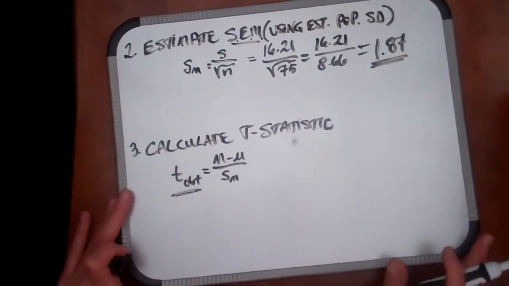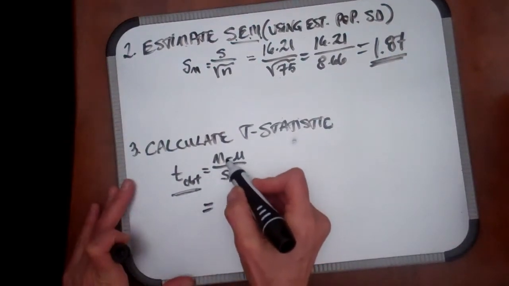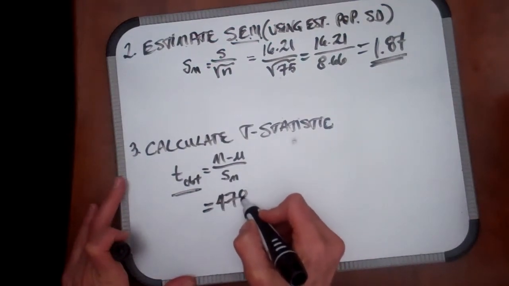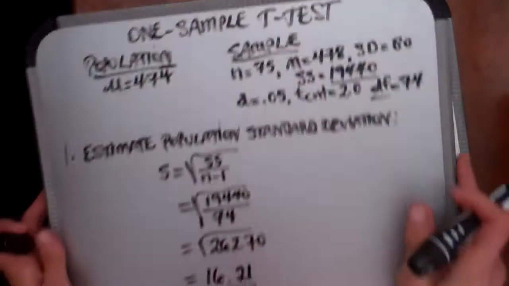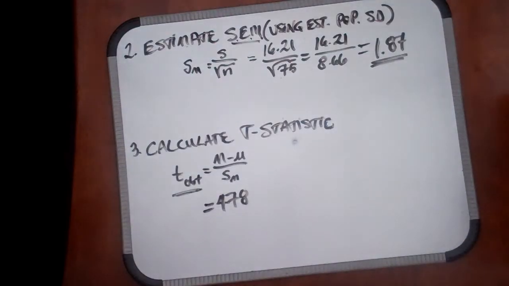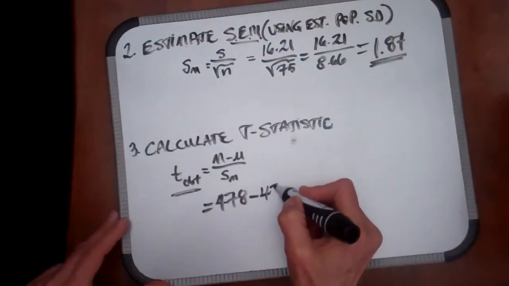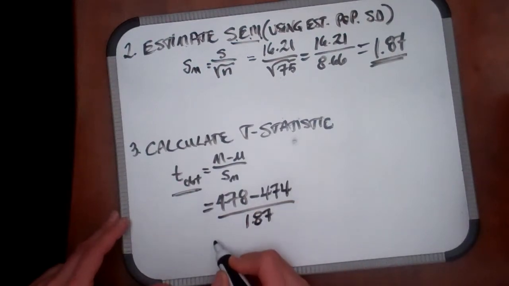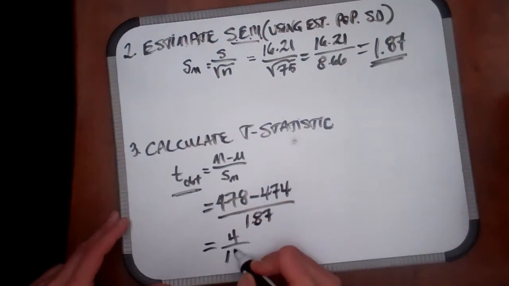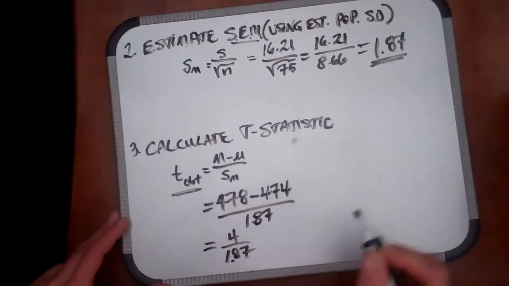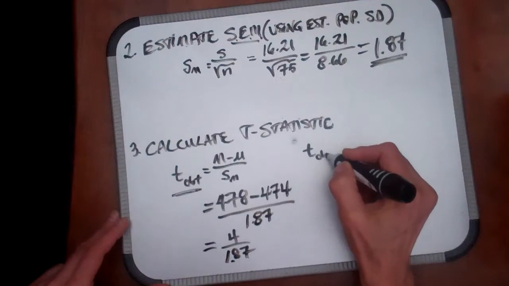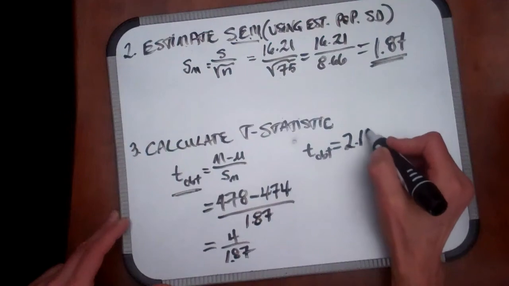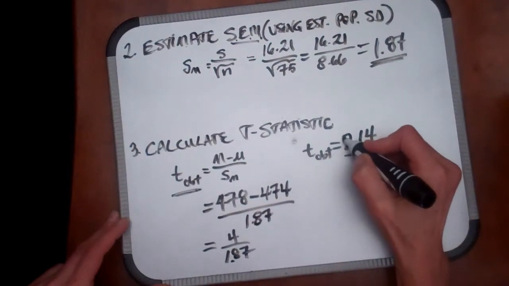Now calculating your t-value is very straightforward. We know that the mean of the sample, big M, capital M, was 478. And I always like to check my numbers, so just go back here. Yep, 478. The population mean is 474. Divided by the standard error of the mean, which is 1.87. Simple. Now we have 4 divided by 1.87. And so our t statistic comes out to be 2.14. Easy, right? All right.